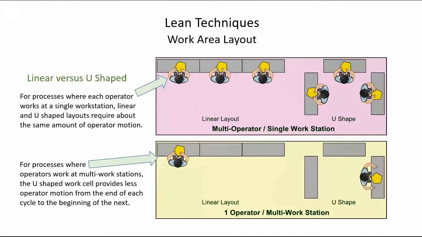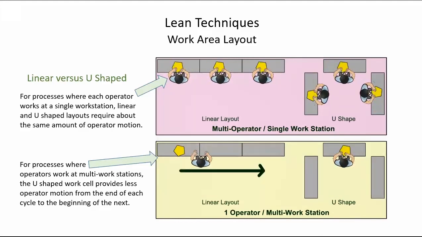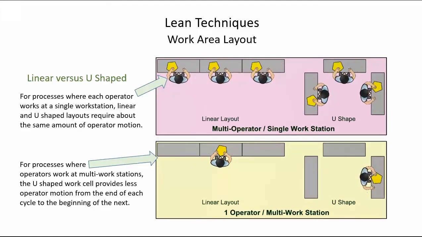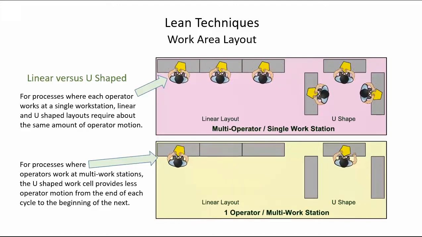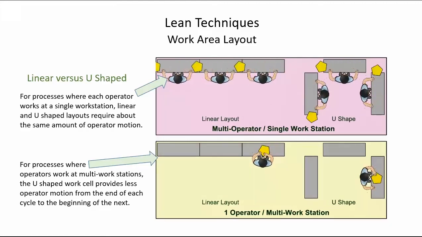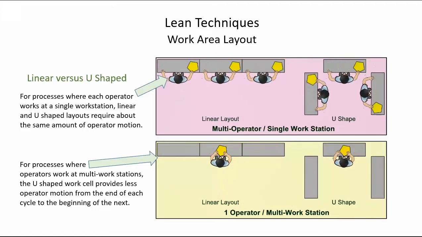You may have heard lean thinking folks say U-shaped cell designs are better than linear layout cell designs. Let's look at the motion under both work cell designs. For processes where each operator works at a single workstation location, like the top figure, linear layout and U-shaped layouts require about the same amount of operator motion. On the other hand, for processes where operators work at multi-workstations, like the bottom figure, the U-shaped work cell provides less operator motion from the end of each cycle to the beginning of the next.